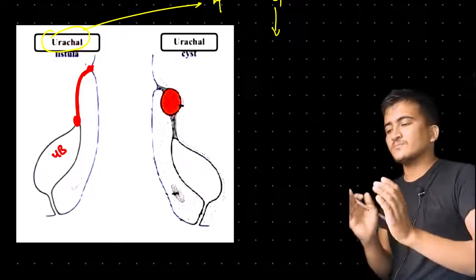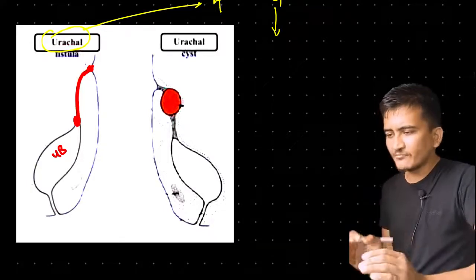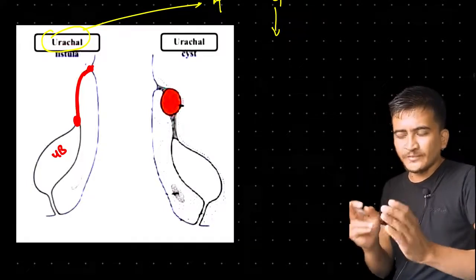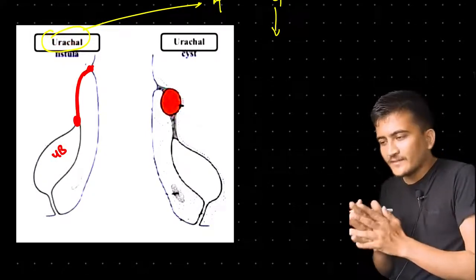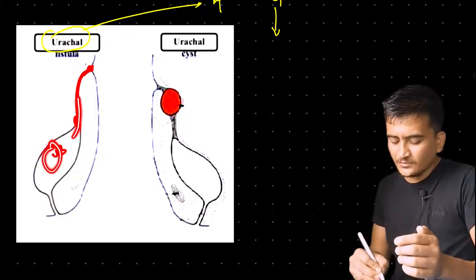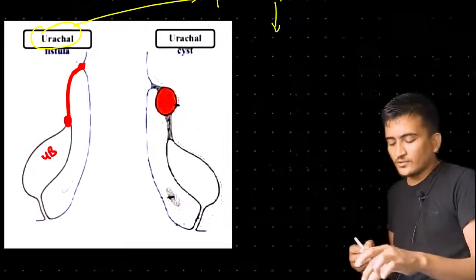Now, this is what the fistula is. The fistula simply means an opening, right? And the persisting lumen of the urachus or allantoic duct is bringing urine from the urinary bladder to the umbilical cord region. That's all. Now, what about the cyst?